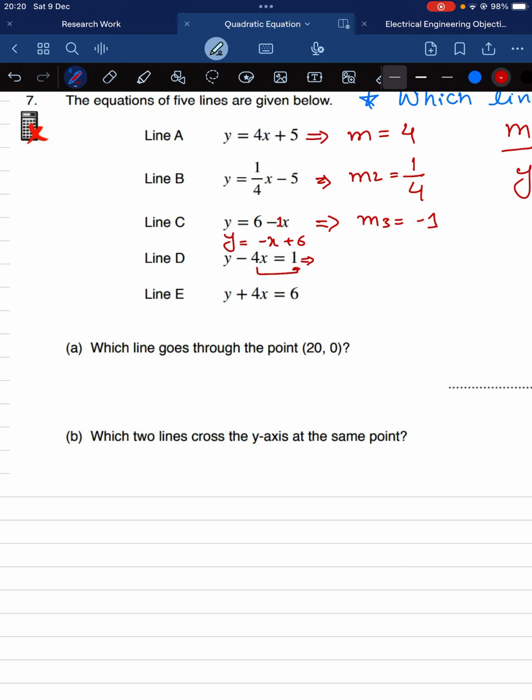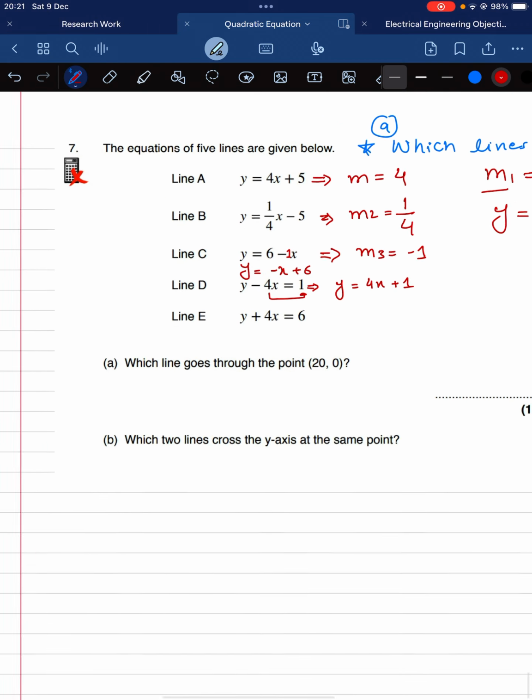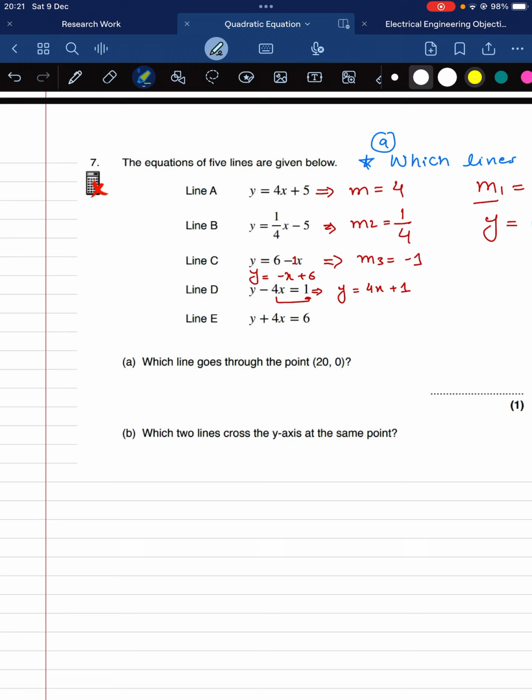This 4x will go on the other side, so it will become y is equal to 4x plus 1. Now you can see that x has the value of 4, so it means that the slope of line D is 4. Line E is also not in the standard form, so if we convert it into the standard form, it will become minus 4x plus 6. Now the slope of line E is minus 4.